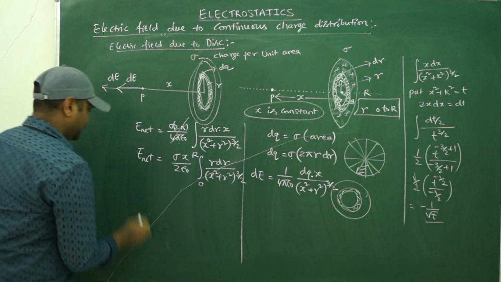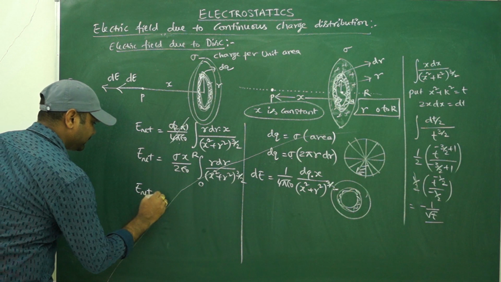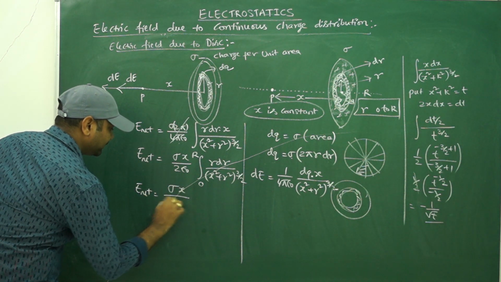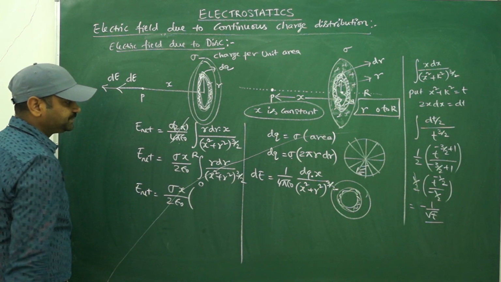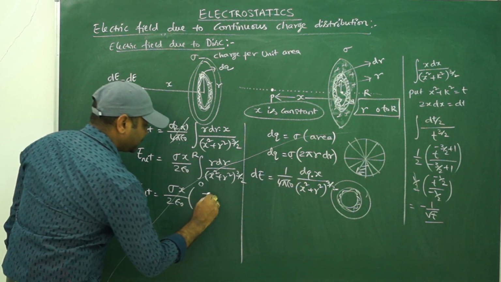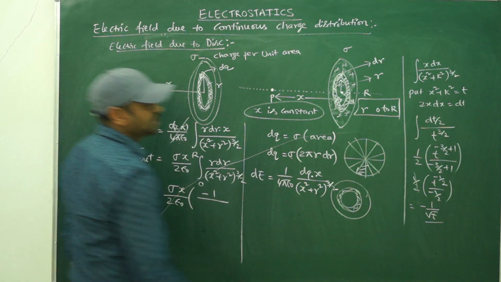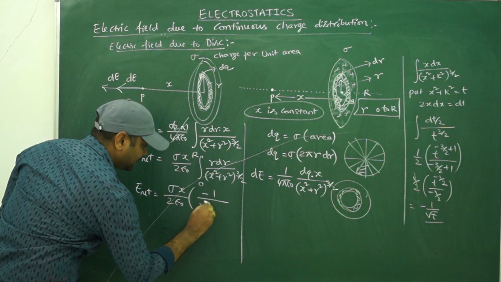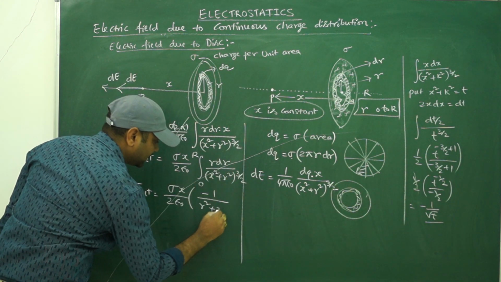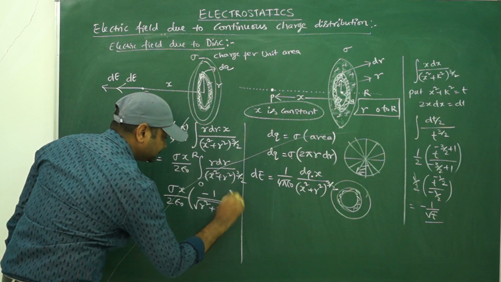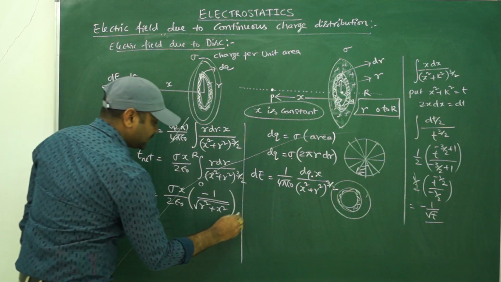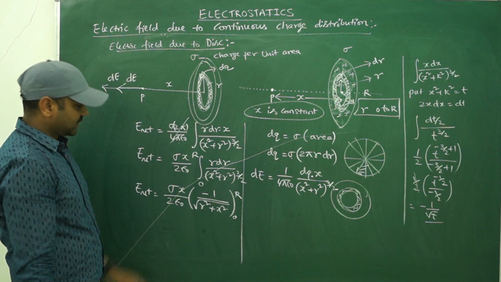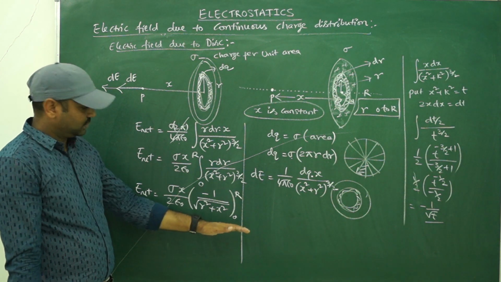So I can write down the integration value now. Net field is equal to sigma x by 2 epsilon naught into minus 1 by root t. Root t means root of x square plus k square, where x is the variable, which means r square is the variable, and k means the x over here, under root, from 0 to R. Okay, so this is the net field due to the disk.